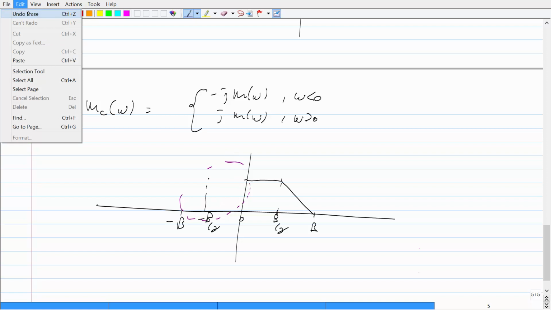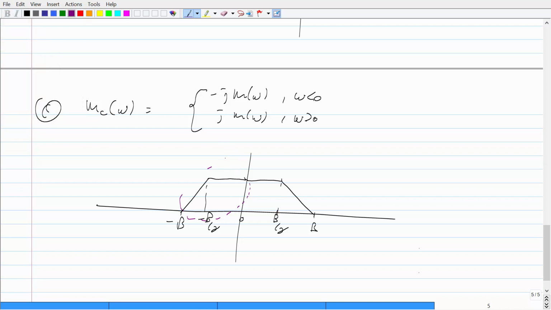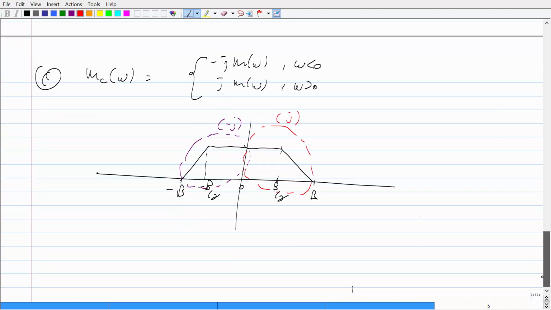Okay. So this portion here gets multiplied by minus j, and this portion here gets multiplied by just j by itself. So that's what that spectrum looks like. Then finally, part D, you're just simply taking this and modulating again. So m of d.